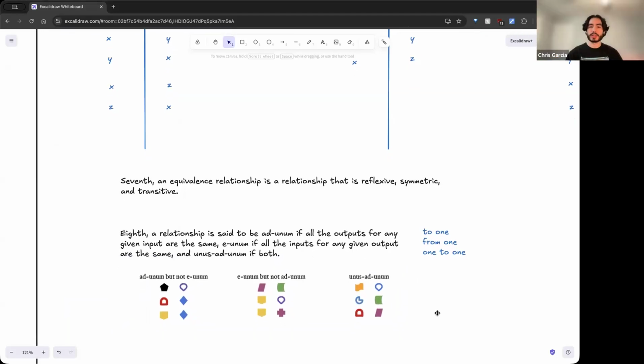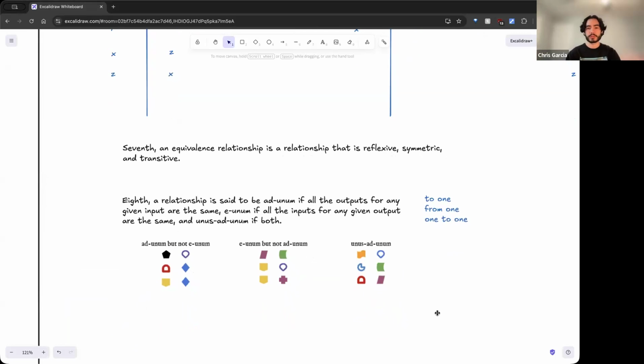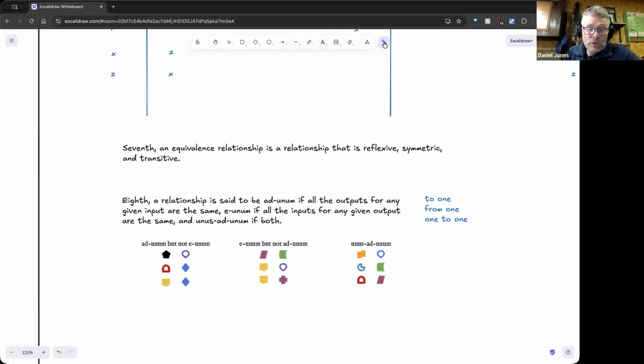So just a graphic that kind of illustrates that. The first one is ad unum because all of the inputs go to one output. Black doesn't go to two different things. The red circular, U-shaped thing doesn't go to two different things, right? And the yellow thing doesn't go to two different things. So it's ad unum. Okay? But that one's not e unum because the blue diamond comes from two different things.